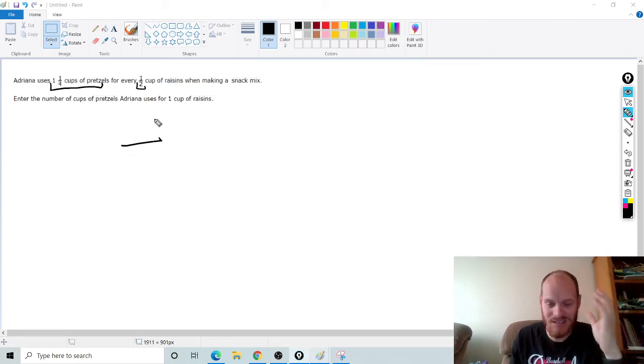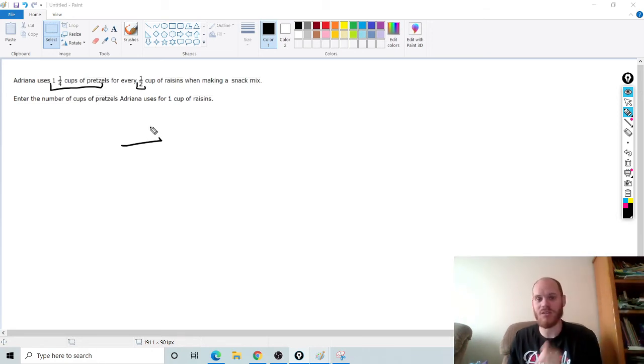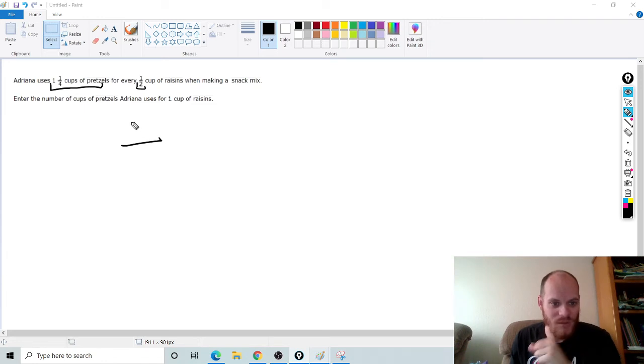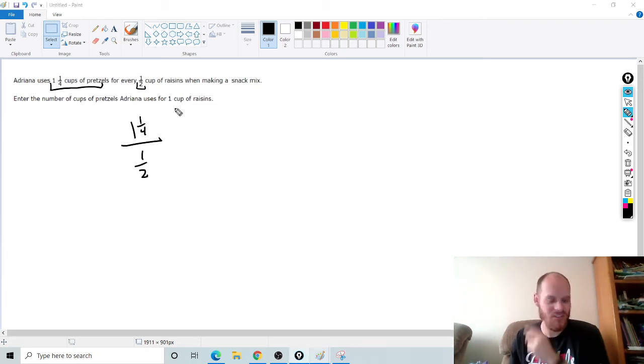See if this is proportional. You can then take this ratio and turn it into a unit rate. You will see it is easy. So I'm going to take 1 1/4 and 1/2. I'm writing those as a ratio. I know that looks really weird, but it's really okay.